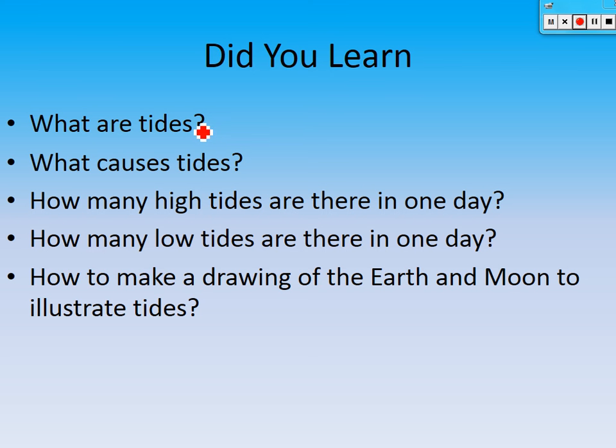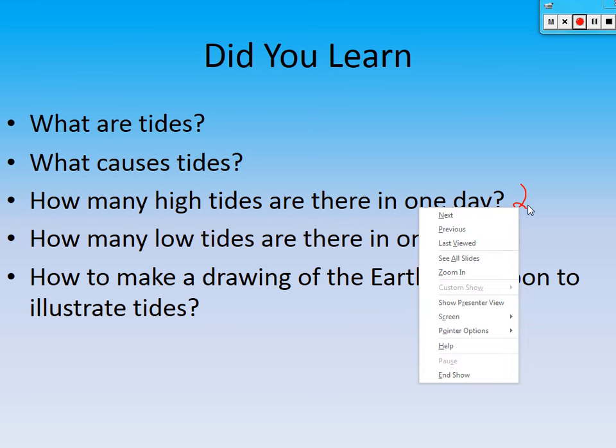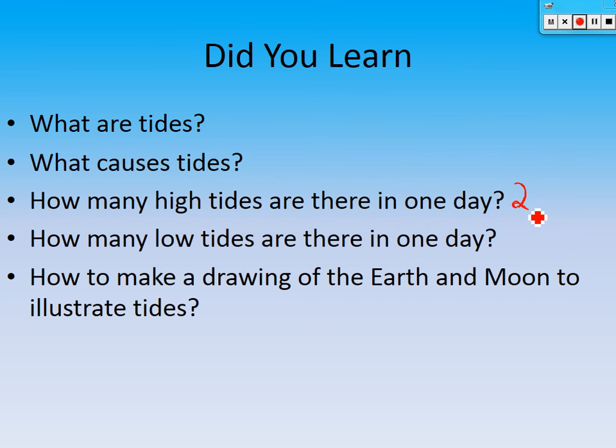That's what tides are. Number 2, what causes tides? Hopefully you've learned what causes tides. And it's the force of gravity. More so from the moon because it's closer to Earth than the sun. But they both contribute. Number 3, how many high tides are there in one day? Hopefully you're saying to yourself, there's 2 high tides. Okay, there's 2 high tides in one day. And number 4, how many low tides in one day?